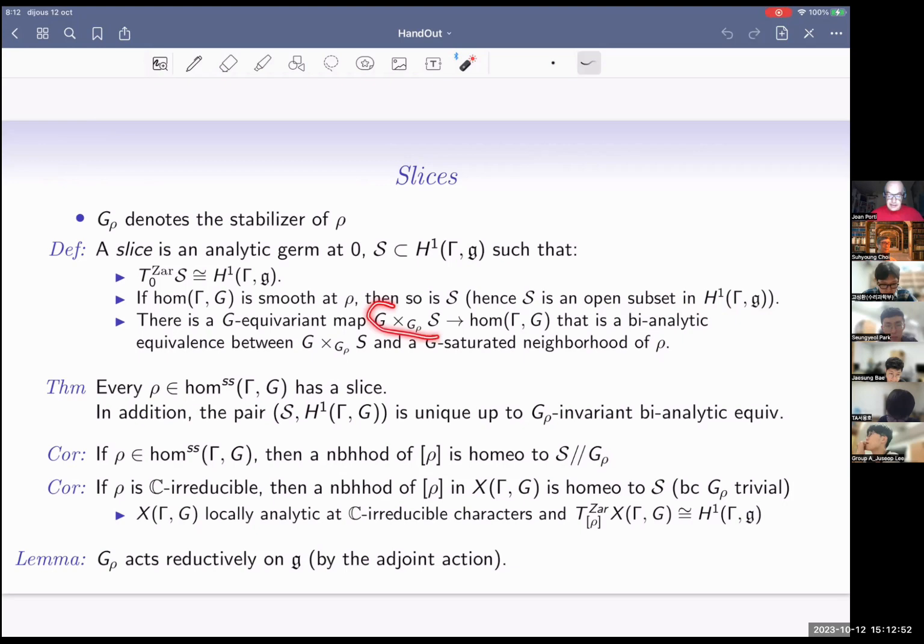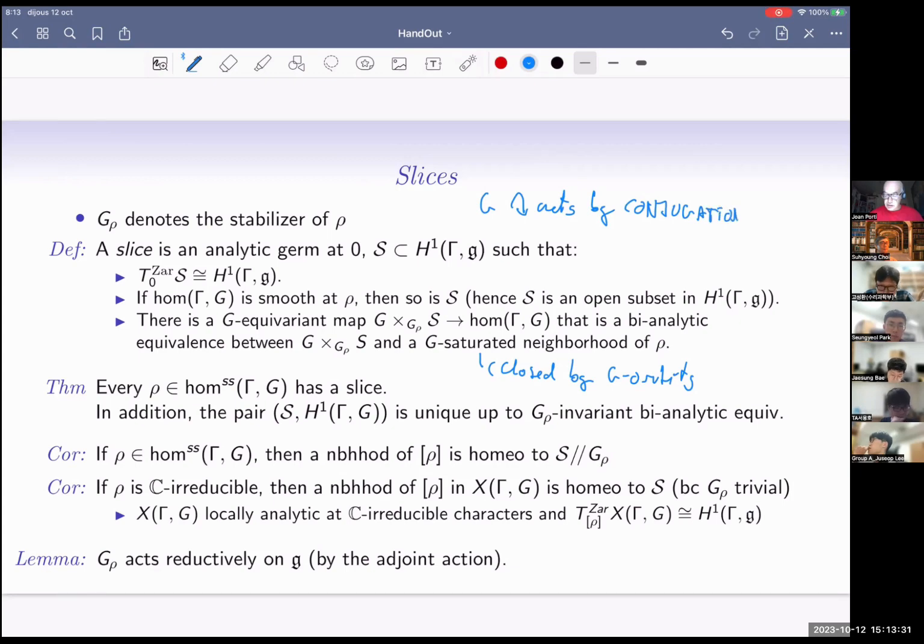And I have a G equivariant map from this twist product to a neighborhood of rho in the variety of representations, which is G saturated. G saturated means that it's closed by G orbits. Yeah? G acting by conjugation. So I want to understand the space of conjugacy classes. G acts by conjugation, and this acts on the space of G orbits.